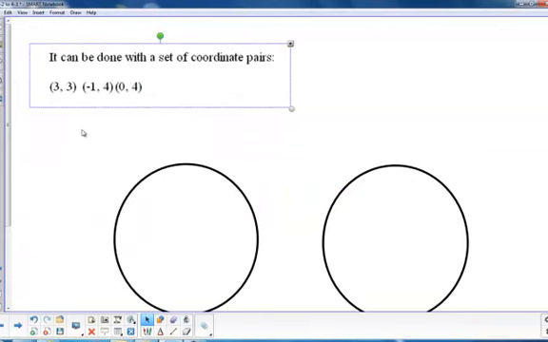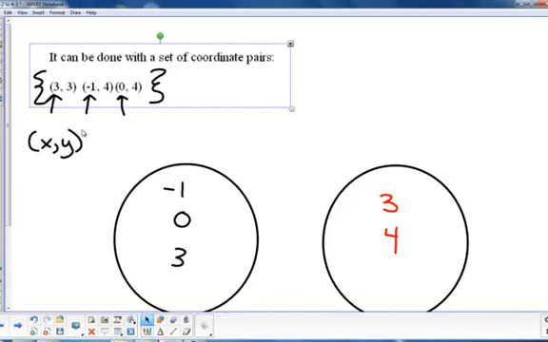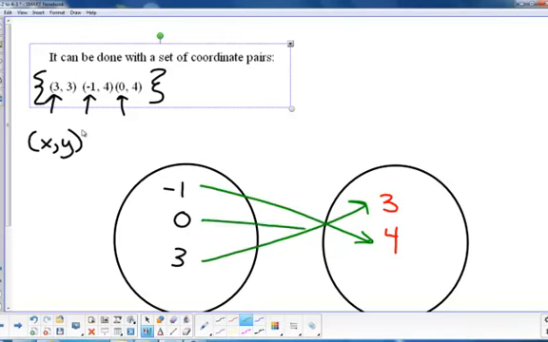Here's another set of coordinate pairs. So we're going to look at our set of data right here. That bracket means there's a set of ordered pairs, a solution set. And in our domain, let's go ahead and put these in numerical order: -1, 0, and 3. Those are each of our x values in our ordered pair. And then in the y value, let's also put that in numerical order, 3 and 4. And you do not need to write the 4 twice. And then let's go ahead and draw our mapping. 3 goes to 3. -1 goes to 4. And 0 also goes to 4.